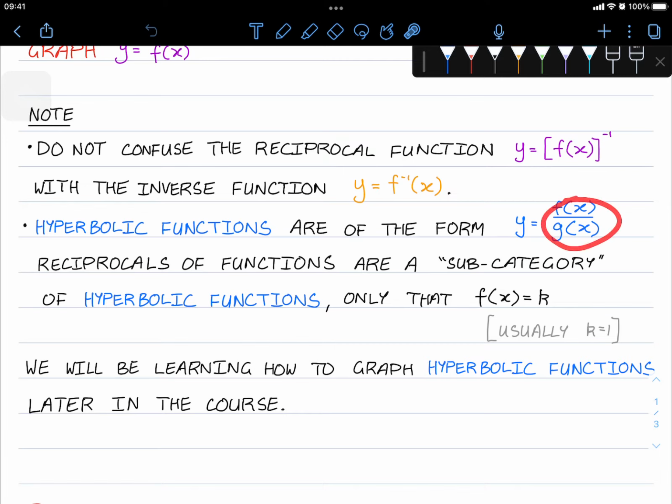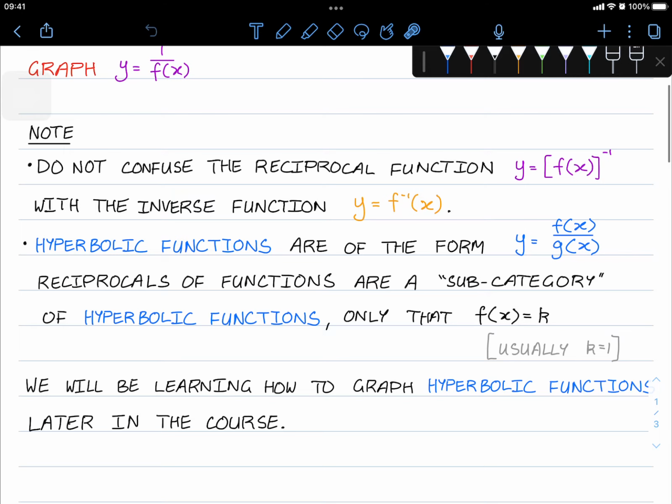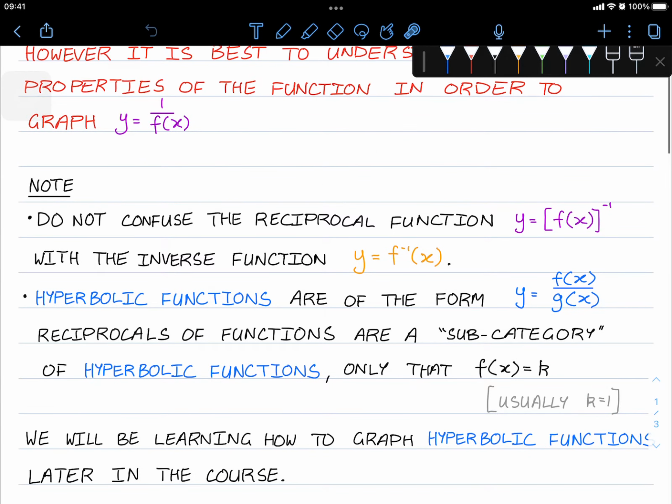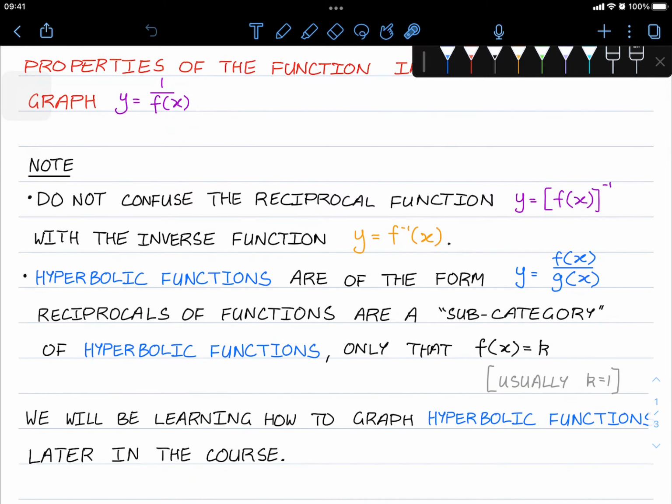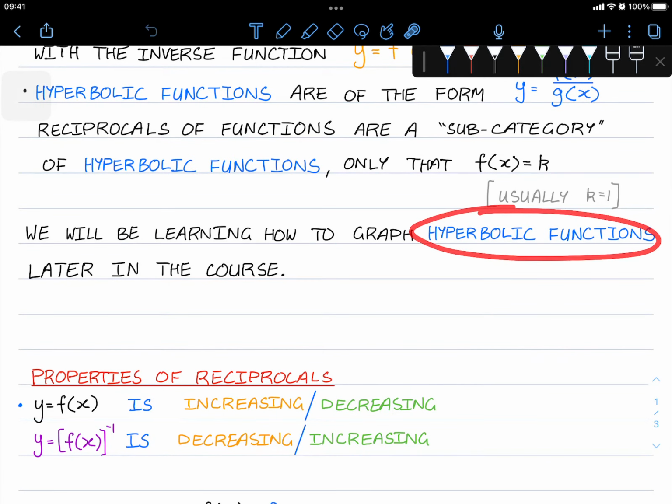Hyperbolic functions are of the form f of x over g of x. Reciprocal functions, though, the ones we'll be looking at in this video, are a subcategory of these. It's only that f of x is equal to a constant number k. In this case, k will be equal to 1. So later on, we're going to look at more complex hyperbolic functions. But for now, we're only going to be looking at k over f of x, more particularly 1 over f of x. And we'll learn how to do more complex ones later.